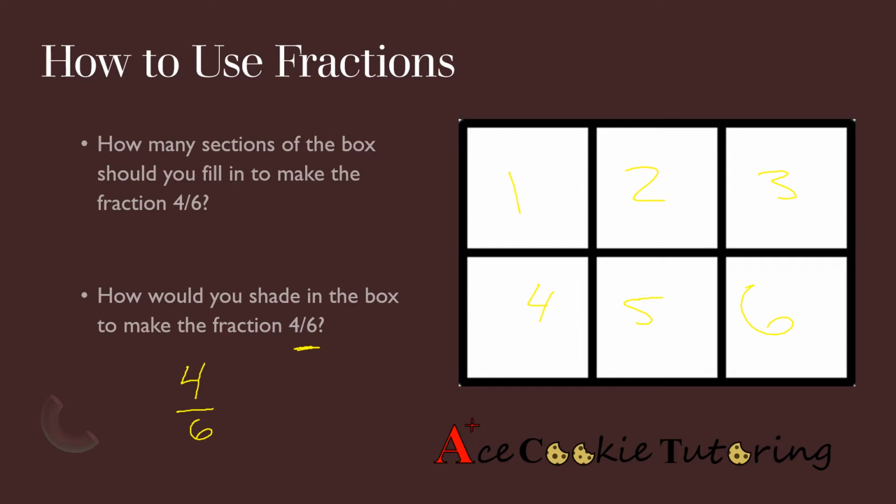So then we have 4, so that's the numerator, so that's how many pieces. It does not matter which 4 you fill in, as long as you shade in 4. It can be whatever 4 you want, and it doesn't matter if they're next to each other or what. All that matters is that they're equal and that we shade in the correct number. So that's all it takes to shade in 4/6 of the box.